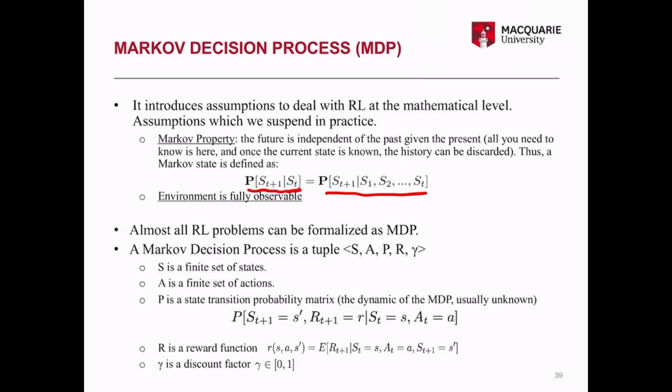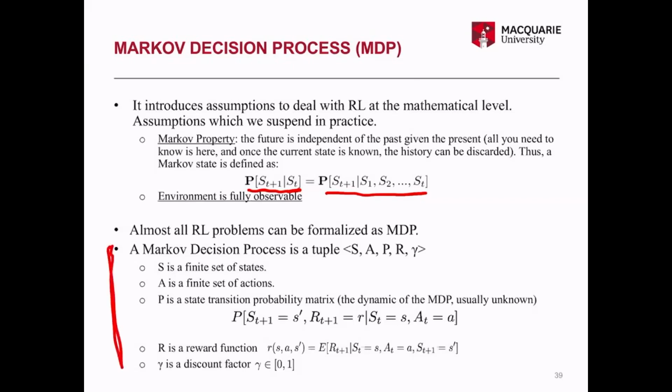The other assumption is that the environment is fully observable. This is clearly suspended in deep reinforcement learning because we deal with a lot of partially observable environments. But even the notion of approximation itself is a way of dealing with partial observability. Almost all reinforcement learning problems can be formalized as a Markov decision process. So here's the actual thing. So this is the Markov decision process, right?